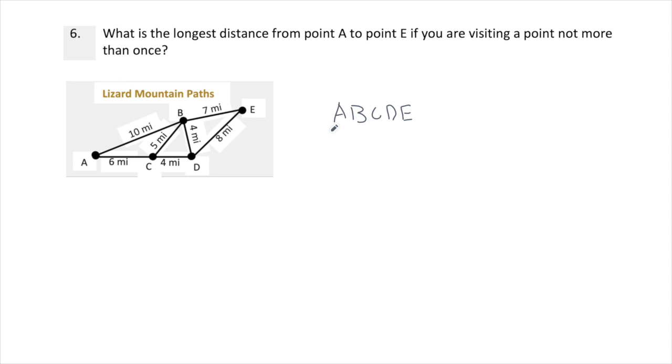The distance between A and B is 10 miles. B and C is 5 miles. C and D is 4 miles. And D and E is 8 miles. So adding this all up, we get 27. So the answer to this problem is 27 miles.